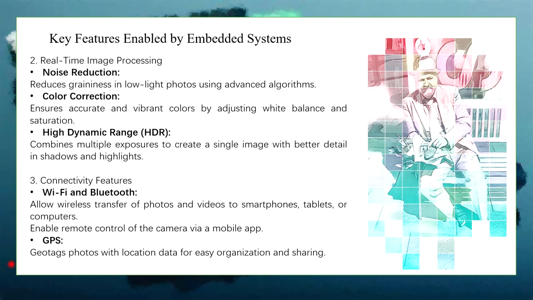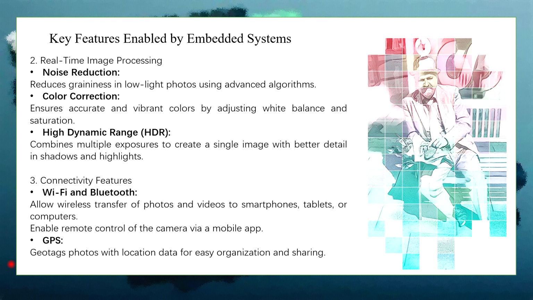Key features enabled by embedded systems. Real-time image processing: noise reduction reduces graininess in low-light photos using advanced algorithms. Color correction ensures accurate and vibrant colors by adjusting white balance and saturation. High Dynamic Range, HDR, combines multiple exposures to create a single image with better detail in shadows and highlights.